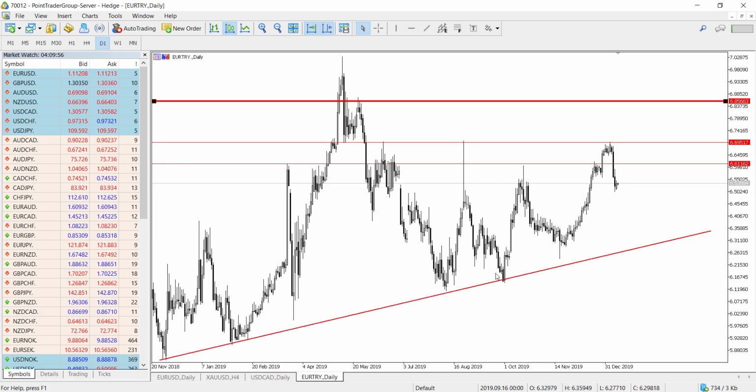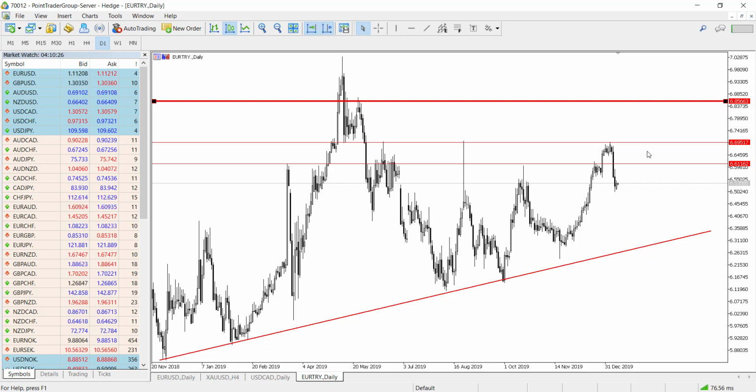Finally, the euro against the Turkish lira. So as you can see here, it is traded below a very strong resistance level, 6.6950. So now, as long as the pair is traded below it, it might continue going downwards to reach the level of 6.45 to 6.40. Again, this is going to be conditioned by the continuation of trading below the level of 6.6950.